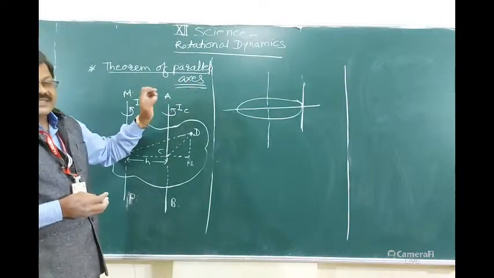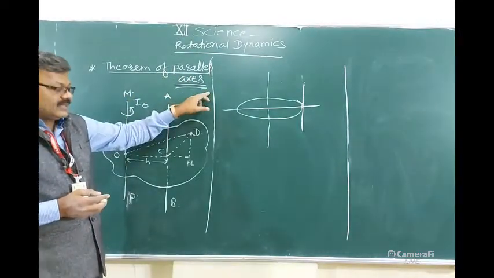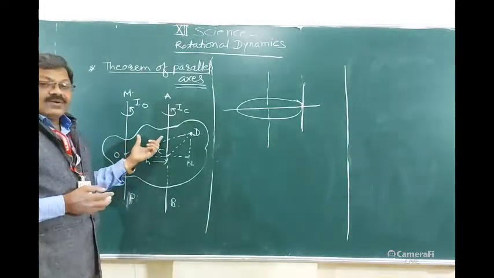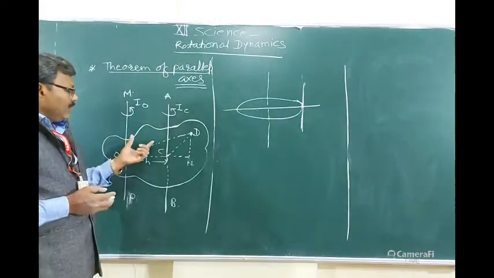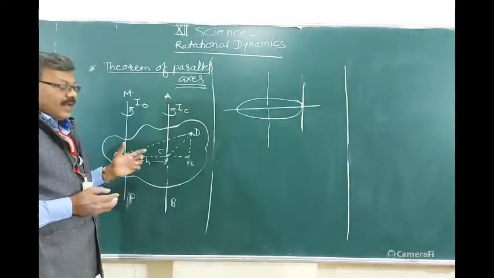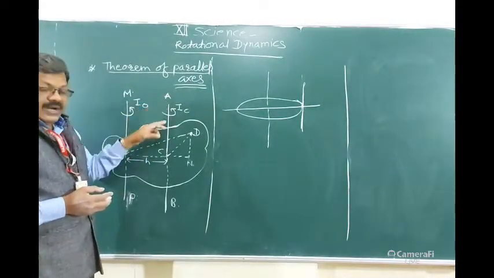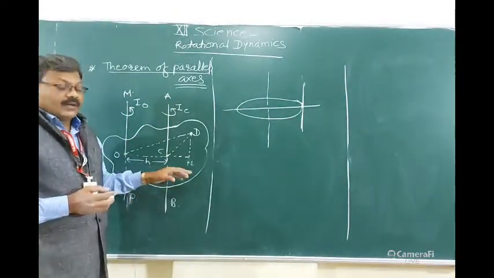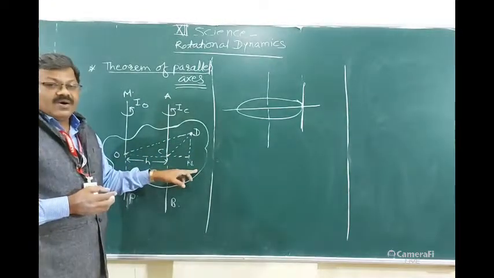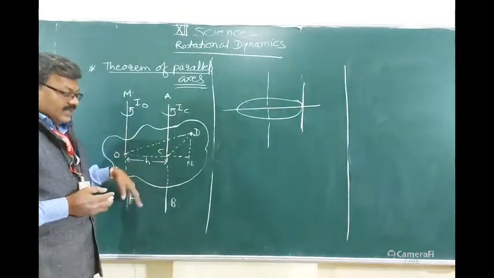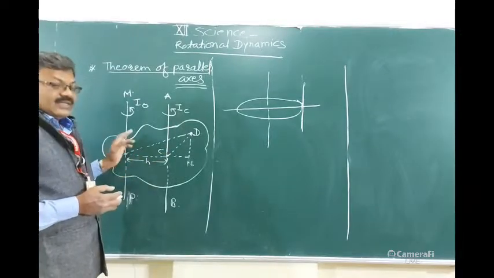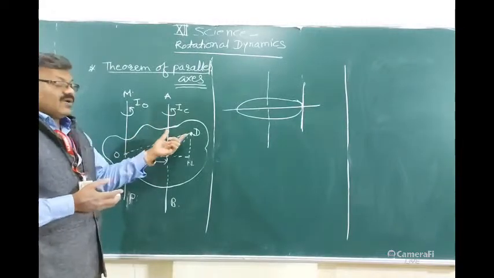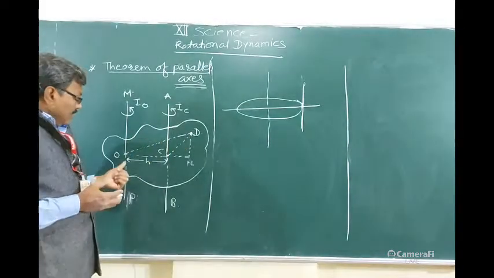In order to apply the parallel axis theorem, we need two parallel axes. One axis is passing through the center of mass of the body or object. Now, by using these two parallel axes, we are finding the moment of inertia of this body about the given axis.